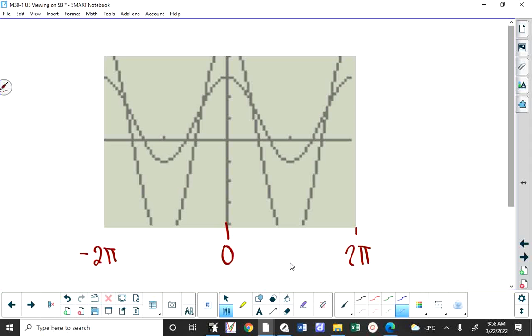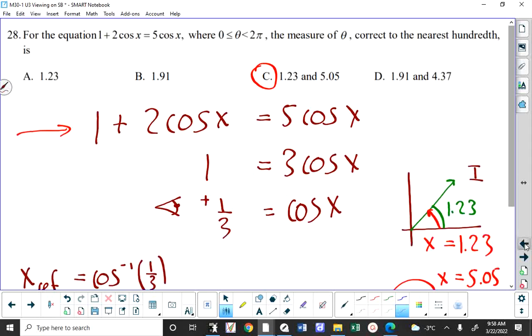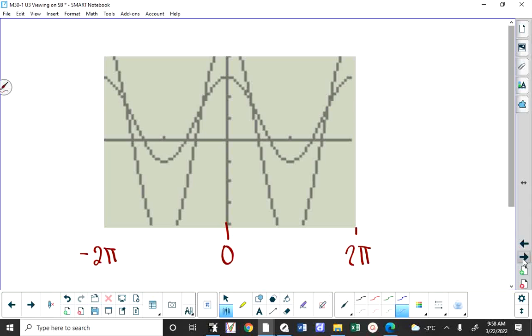So looking at this question, we wanted answers between 0 and 2 pi. So we want the answers in here. Well, they intersect here and here. All we have to do is find those points of intersection and we will have our answers.